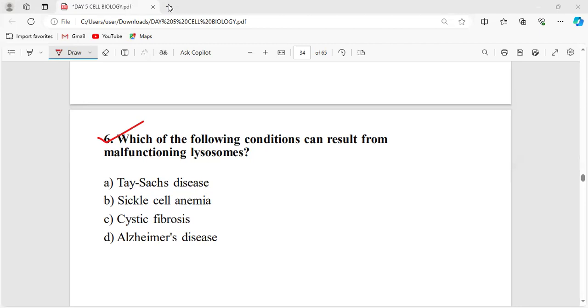When it comes to Tay-Sachs disease, it is a deficiency of one of the enzymes inside the lysosome, and that enzyme is responsible for breaking down a certain type of fat. That enzyme is called hexosaminidase A. So because of the absence of this enzyme, it leads to a disease called Tay-Sachs disease. Very good. Nerve degeneration.